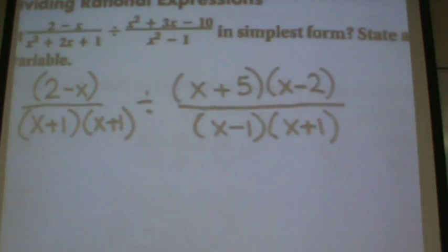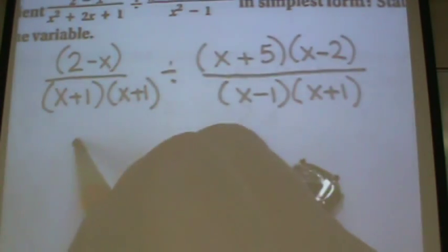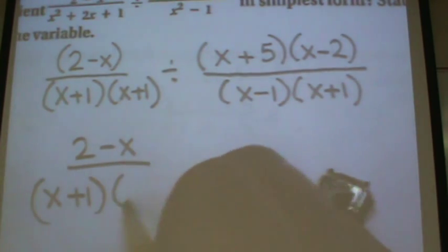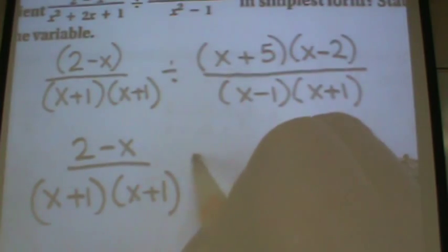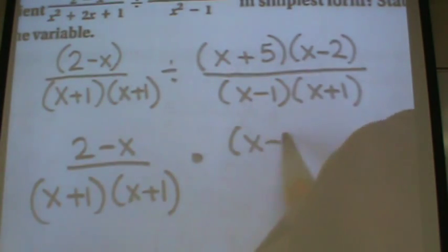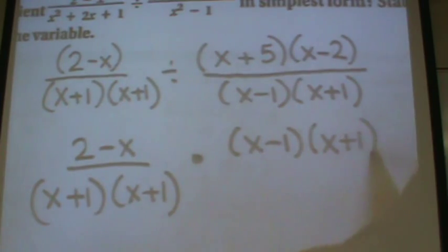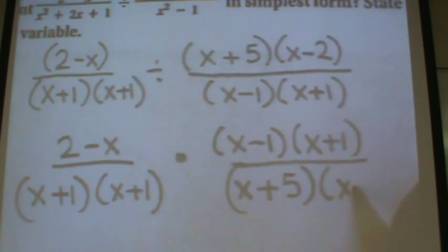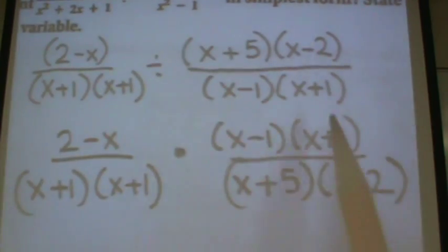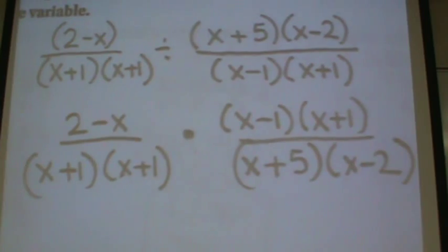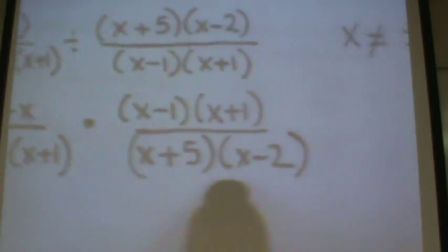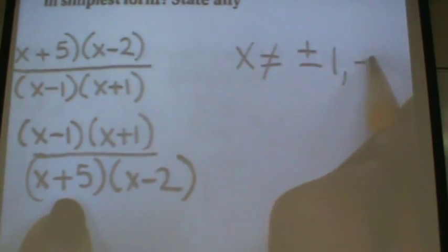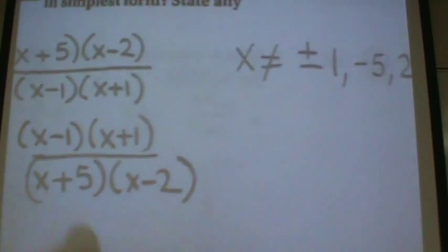But watch this. Now we're gonna flip this. Everybody seeing what I'm doing here? I'm just flipping this. Now what are my restrictions? Can I add any more to my restriction list? Yeah. Negative 5 and 2. So you can add both sets.